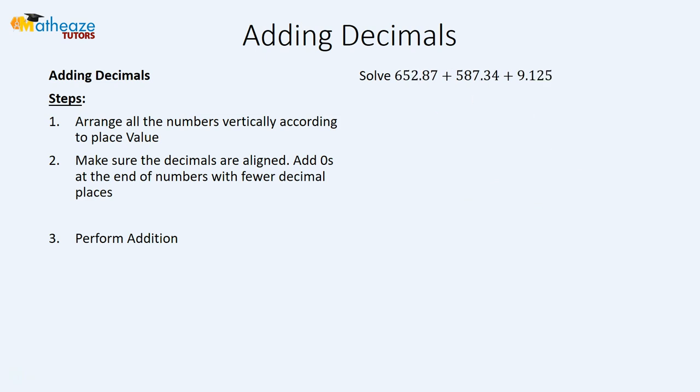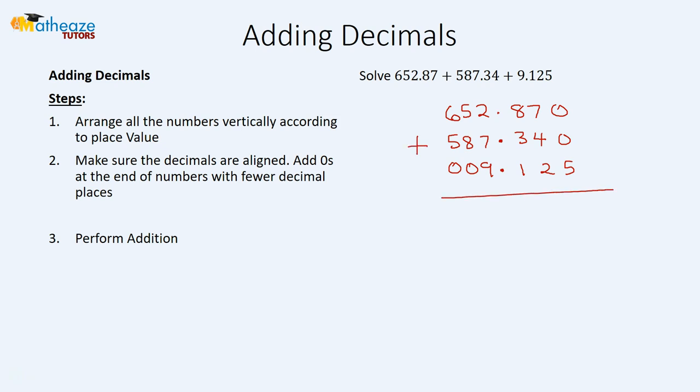And then finally, we have 652.87. Now we're going to put another decimal point here. We have a 3 and a 4 here. We have 587. Now we have another decimal point here. We have a 9.125. So we're going to put zeros everywhere we don't have a matching set of numbers. And then we add them together.